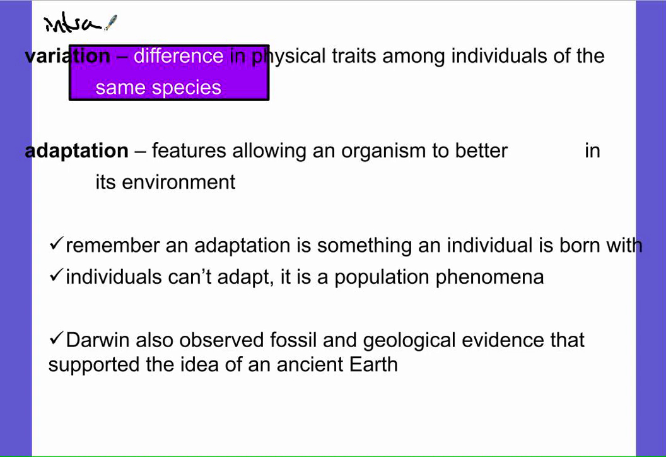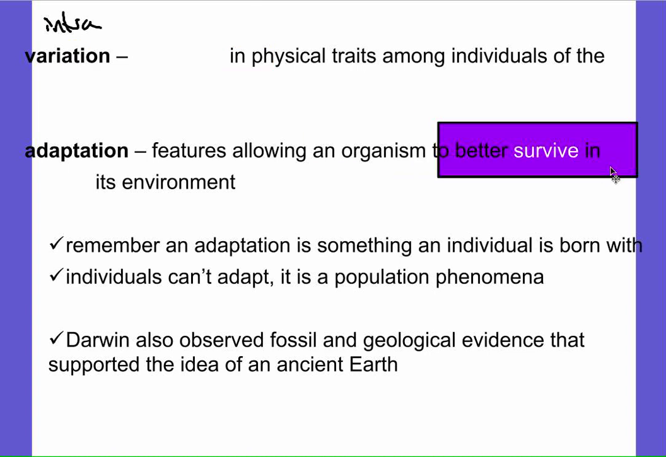Adaptations, though, are features that allow an organism to better survive in its environment. So, adaptations, we talked about those a long time ago. You should be able to give me an example of an adaptation. I may ask for that again on a quiz or a test. So whether you talk about your thumb or a cat's tail, how it helps it balance, right? Any adaptation that helps an organism better survive, right? Any feature that allows an organism to better survive in its environment is considered an adaptation.